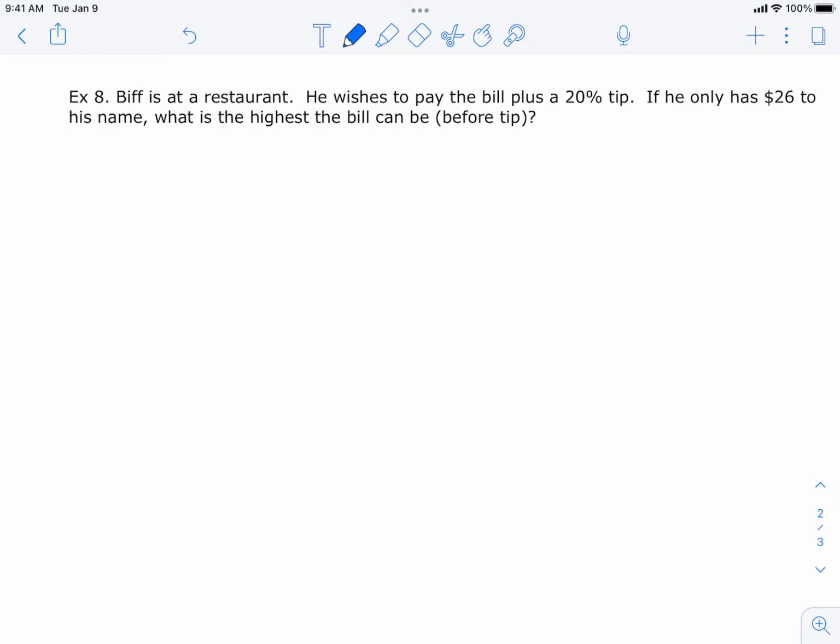So anyway, Biff's at a restaurant. He wishes to pay the bill plus a 20% tip. In other words, the bill is the little slip of paper they hand you that says pay this much, and then he's going to add a tip onto that and pay actually more than what the bill was, right? That's the idea of tipping. You're going to pay more than what they ask. So anywho, he's got 26 bucks to his name in his pocket. He lost his plastic, whatever. What is the highest that the bill can be before a tip?